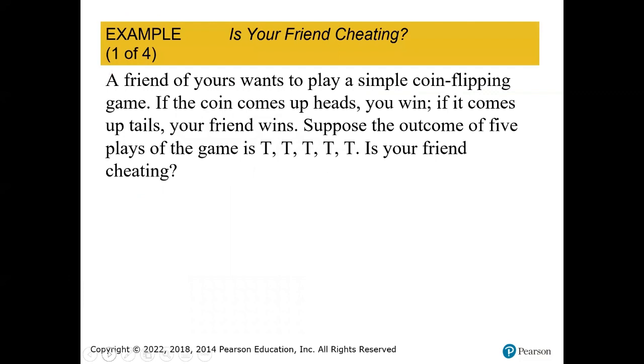I'm going to start with an example here. A friend of yours wants to play a simple coin flipping game. If the coin comes up heads, you win. If it comes up tails, your friend wins. Suppose the outcomes of 5 plays of the game is tail, tail, tail, tail, tail. Is your friend cheating?